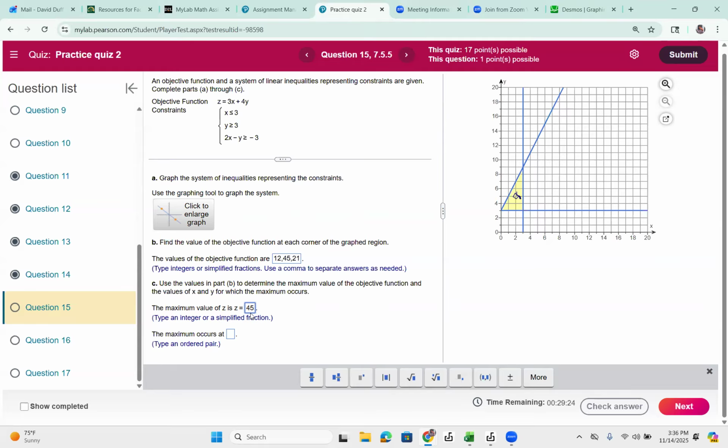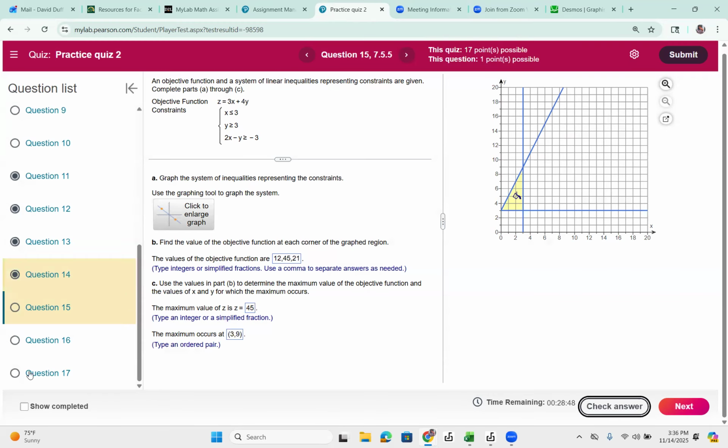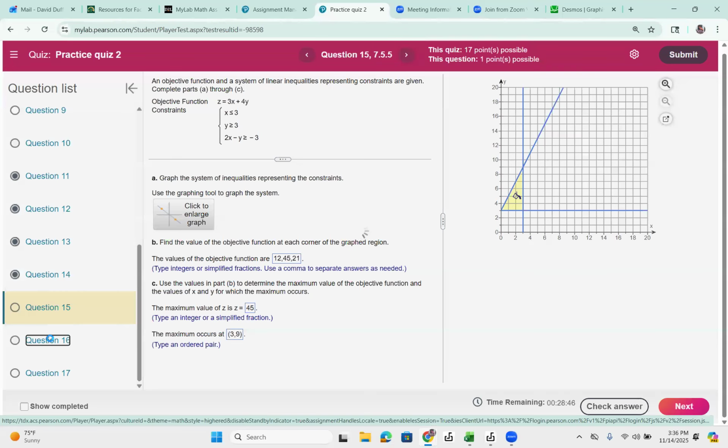The maximum value of Z is 45. And where does that maximum occur? That occurs at that top corner, that's 3, 9. You follow? Yep. This is challenging. The next one's worse. This is challenging stuff. Omar, you follow? Yes, sir. All right, let's check the answer. Fingers crossed. Nice. All right. Let's look at 16.